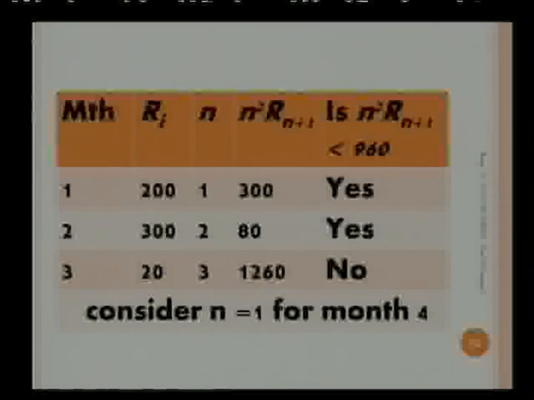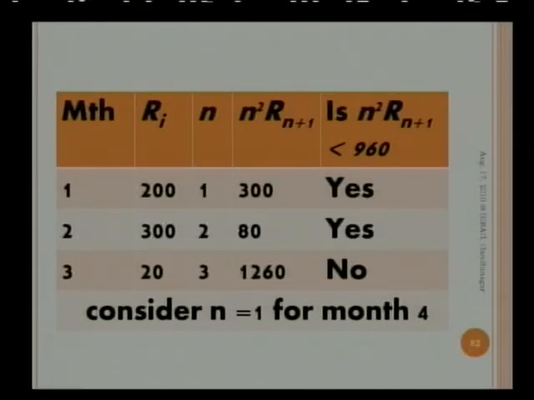Out to be 300. Obviously 300 is less than 960, so the condition is getting satisfied. Now for the second horizontal row, we have Rn plus 1, that is the demand of the third month, which is 20. So 2 square, that is 4 into 20, which gives you 80. Still 80 is less than 960, so the condition is getting satisfied.